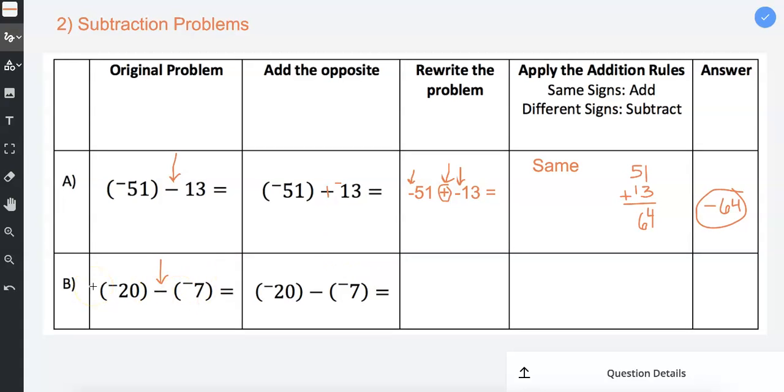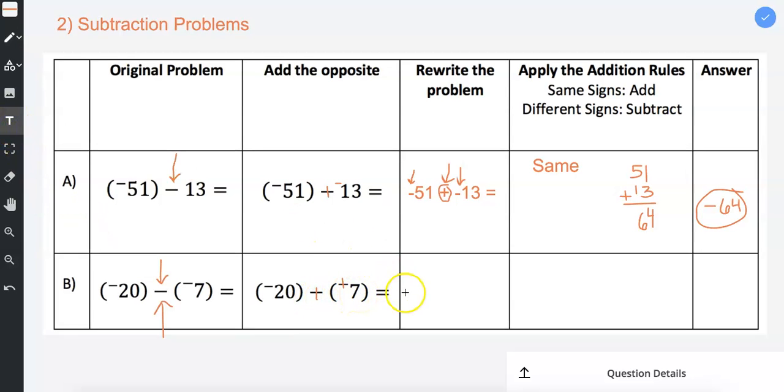Let's look at example B. Again, if you don't already see an addition sign in between, we need to change this problem to addition. So we add the opposite to change subtraction to addition. So I change the subtraction sign to an addition sign, and I write the opposite of the second number. So subtracting a negative 7 became adding a positive 7.